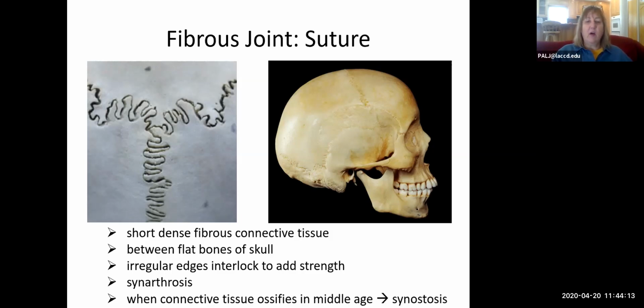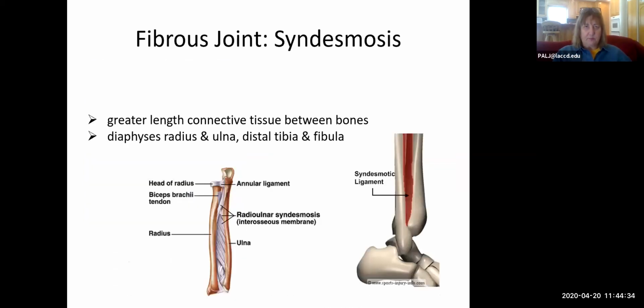The second type, oh, and here's the interesting thing about the sutures in the skull. If you had had a chance to see real skull bones, what you would have noticed on a lot of the skull bones, they have actually fused together and formed a synostosis. So that starts happening in middle age. When that connective tissue ossifies, you just have bone going across.